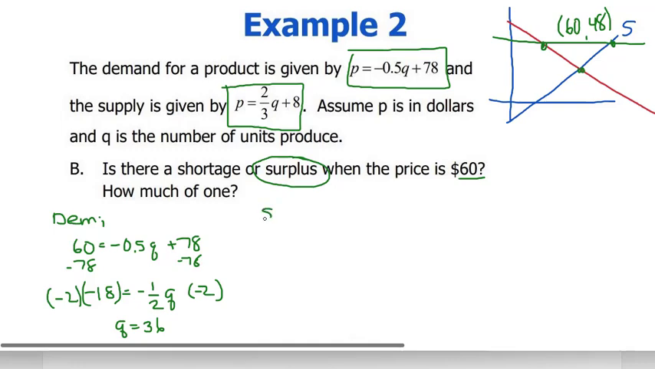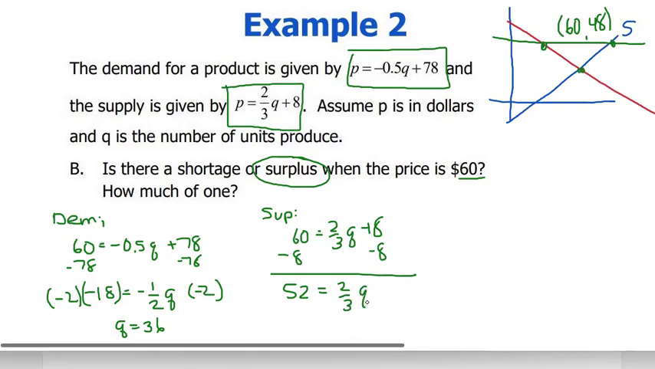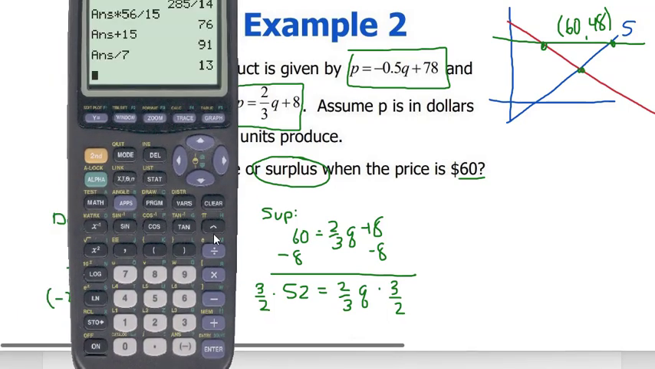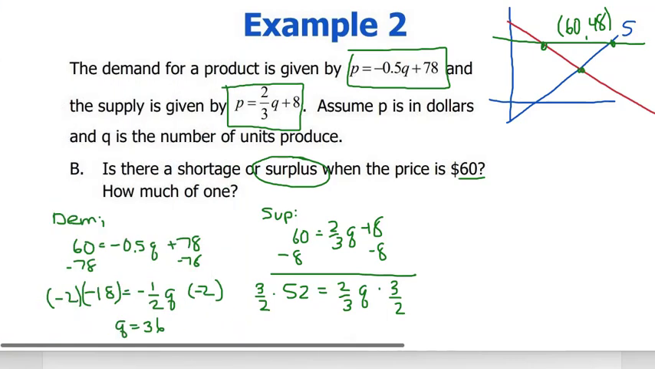Let's do the same thing with the supply function. So my supply function, we have our P is 60, so we're going to have 60 equals 2/3 Q plus 8. Subtract 8 from both sides, and we're going to get 52 equals 2/3 times Q, and then I just need to multiply both sides by 3/2. And if I grab my calculator here, so if I take 3 divided by 2 times 52, I get a Q of 78.